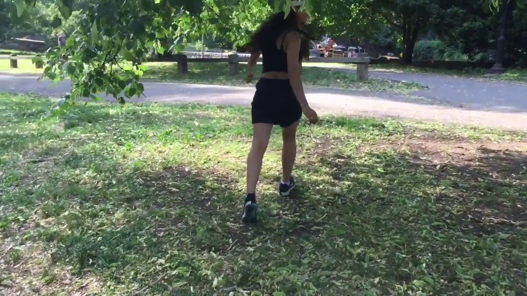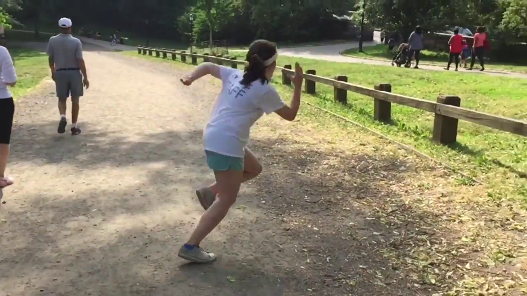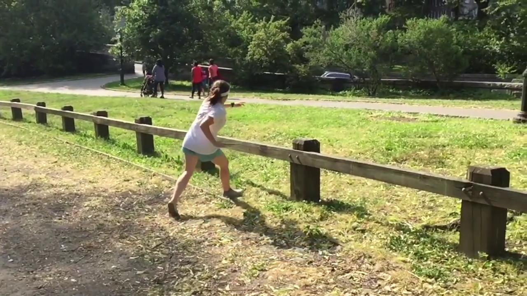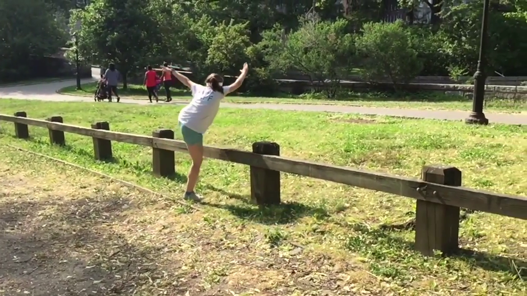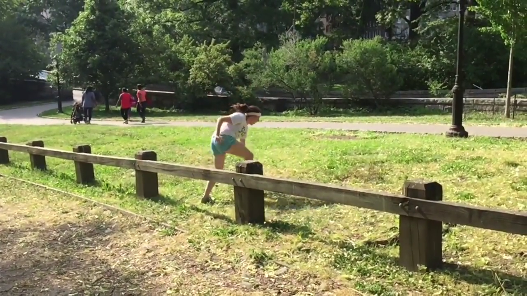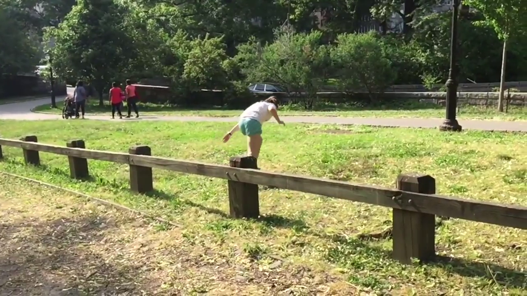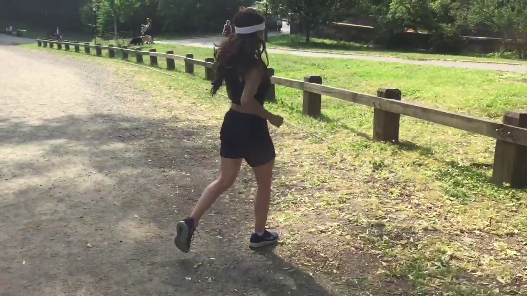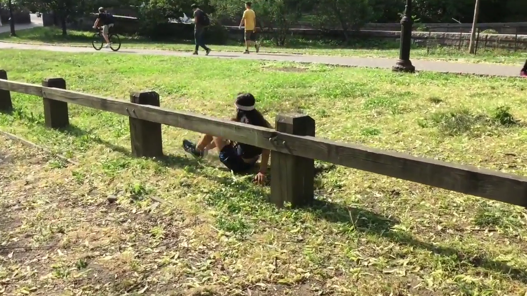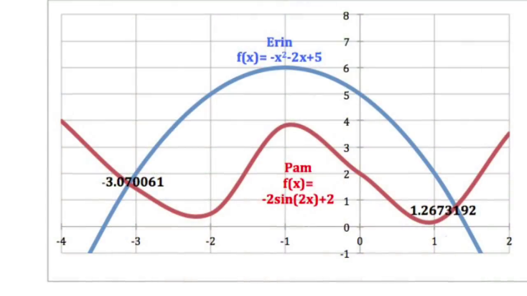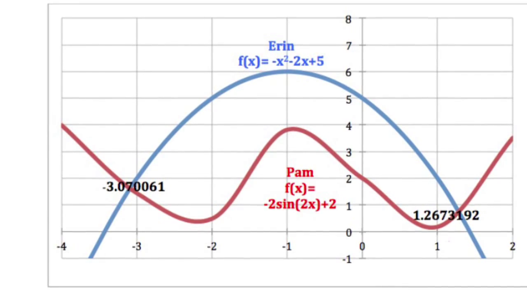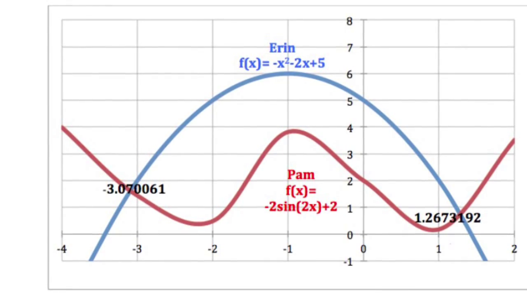It appears there's an obstacle in the way. Let's see how they do. Ooh, this is looking rough for Pam. Let's see how Pam is doing compared to Erin so far. The graphs displayed above represent Erin and Pam's leaps. Erin's leap is obviously majestically smooth, while Pam's is staggered, and you can tell that she tripped somewhere in there.